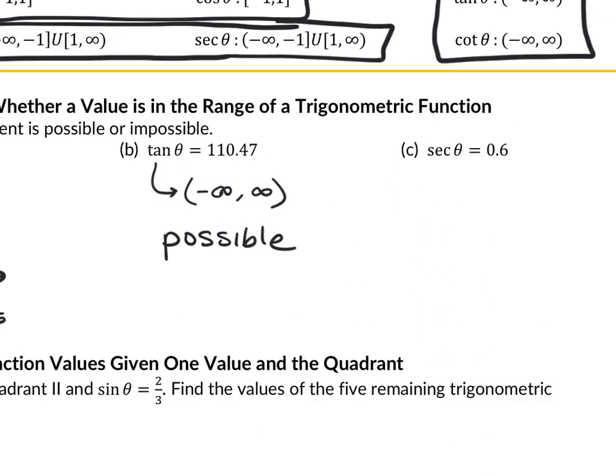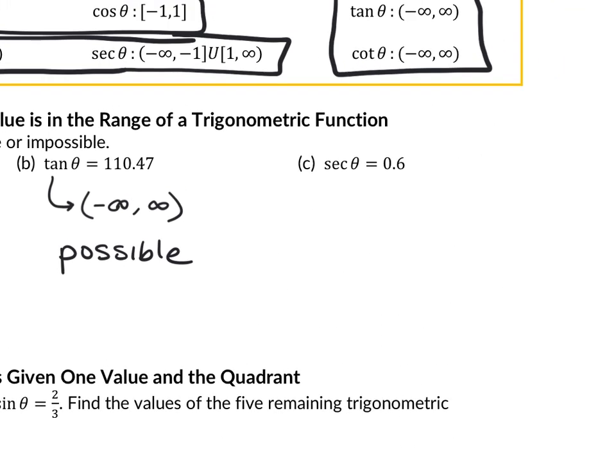Last but not least, we have secant of theta equal to 0.6. We think about the range of secant, and we discussed earlier that it is one of the bowls that leans outwards outside of the max and min of sine and cosine. So is 0.6 in the range? Is 0.6 between negative infinity and negative 1, or between 1 and infinity? Oh, that was not a confident no.